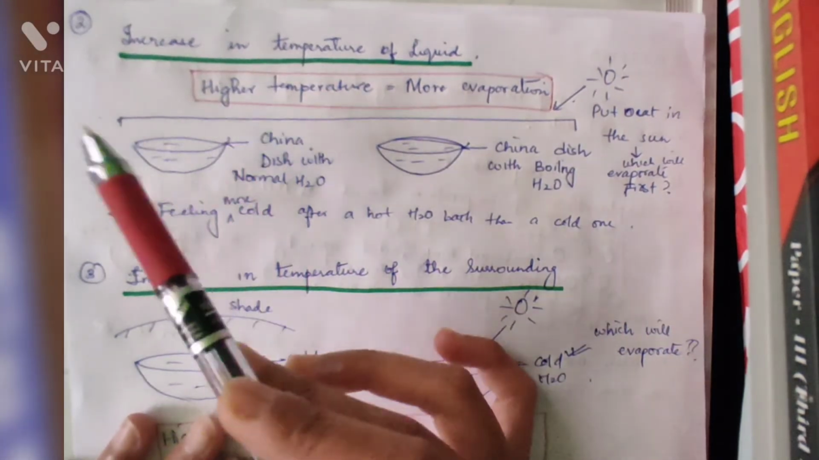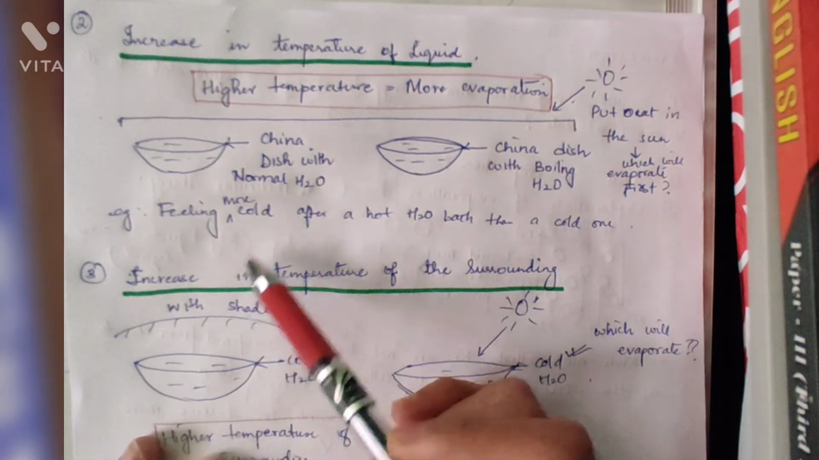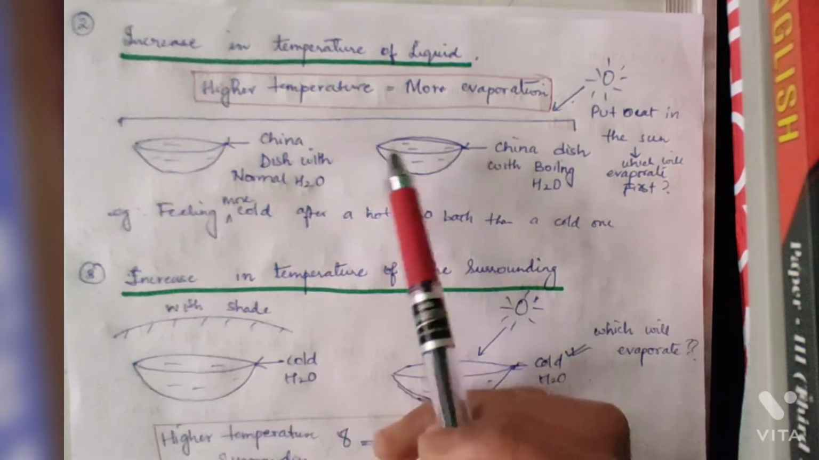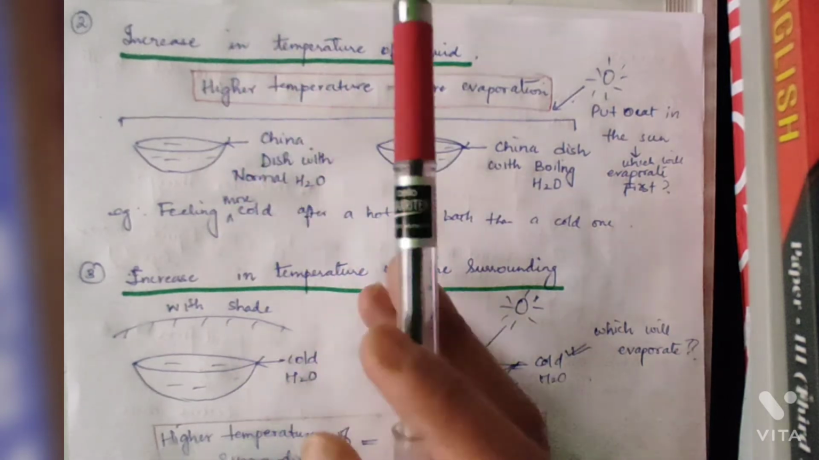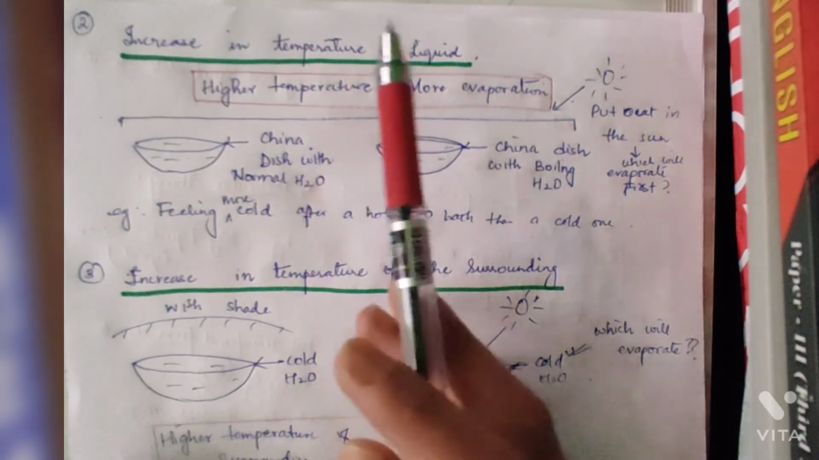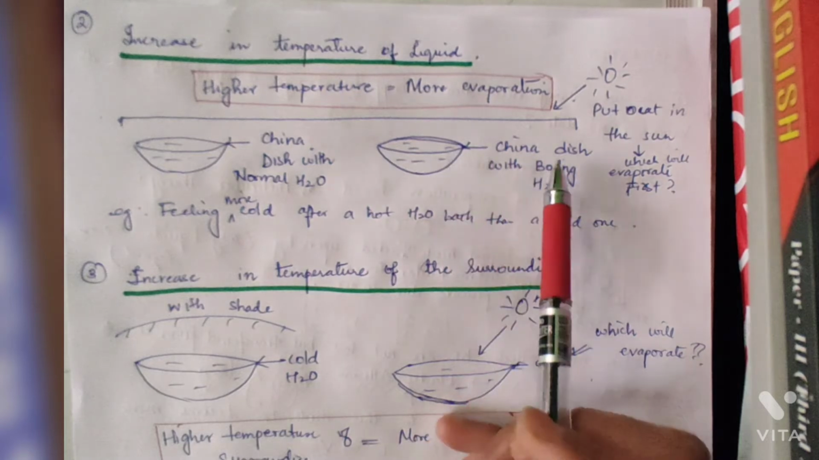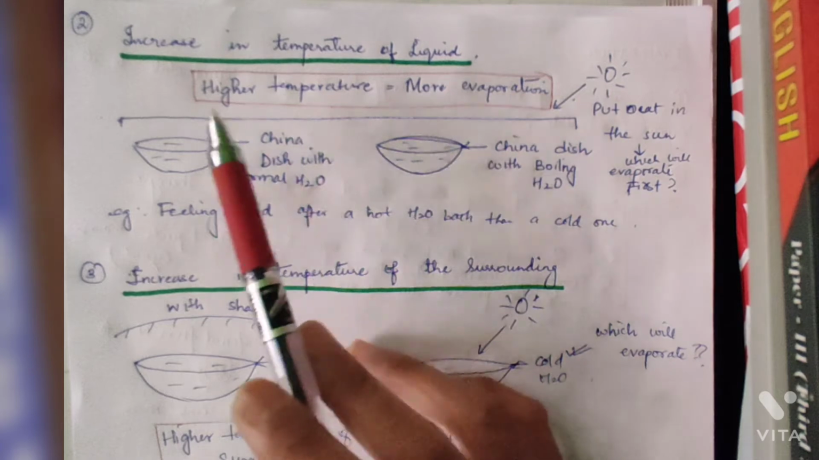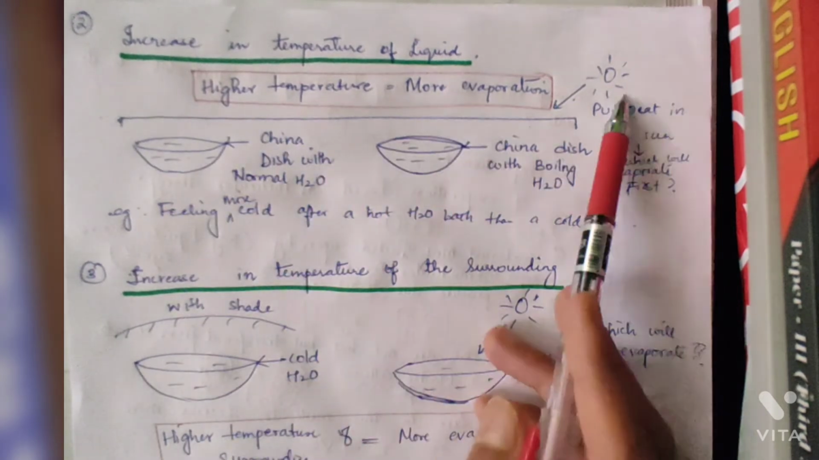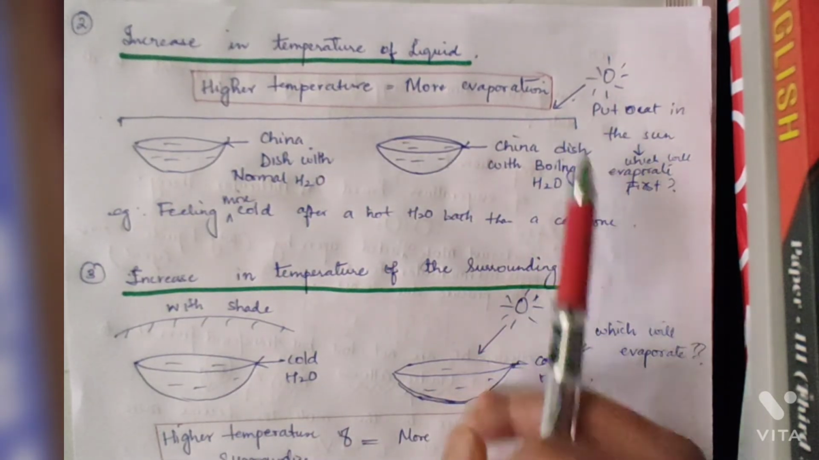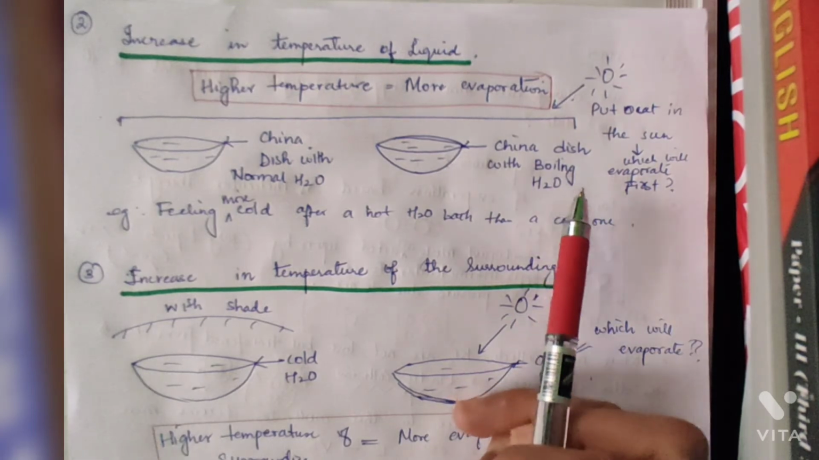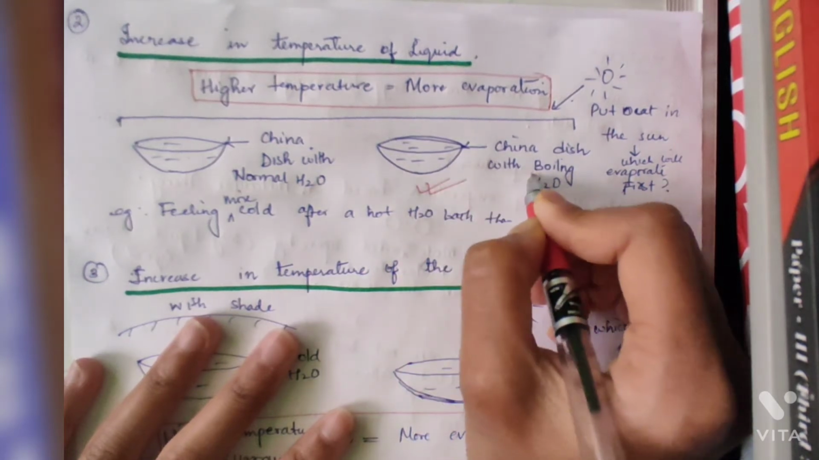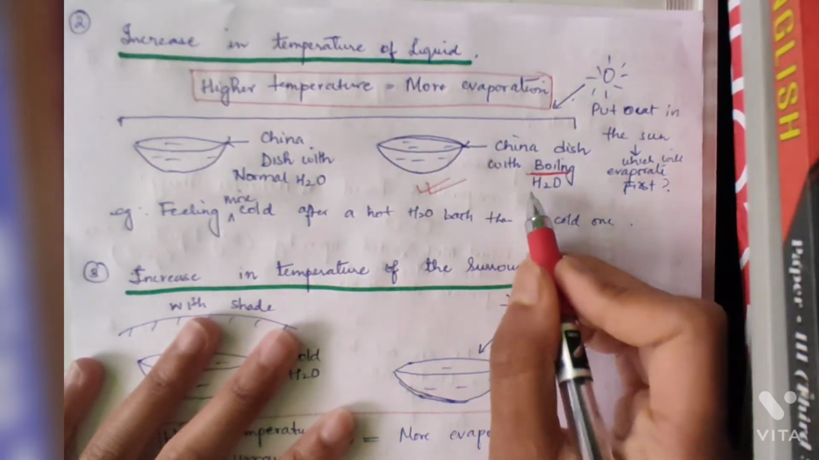Okay, so if we increase the temperature of the liquid, what happens? So suppose, again, we'll take an example. Take two china dishes, right? In one, you fill with normal water, right? Not hot, not cold, normal water, all right? And the other, you fill with boiling water. After you fill these two, this with boiling water, this with normal water, you place it in the sun, okay? Now tell me which one will evaporate. The one that will evaporate first is this one, which has boiling water.